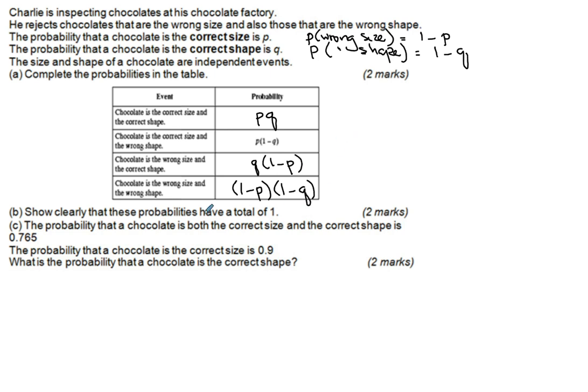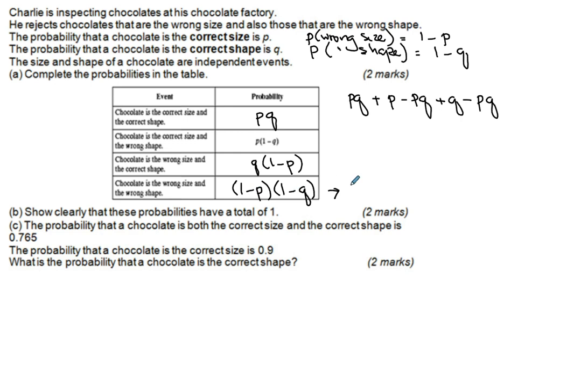Show clearly that these probabilities have a total of 1, which we know, that the sum of all probabilities would be 1. So let's try that. So we've got pq there, and then we've got plus, and we're expanding that, so plus p minus pq. We can see that's going to cancel out. And then we've got plus q minus, and always write it alphabetically, so minus pq. And then we're going to expand this out, so I'll just do it on that side.